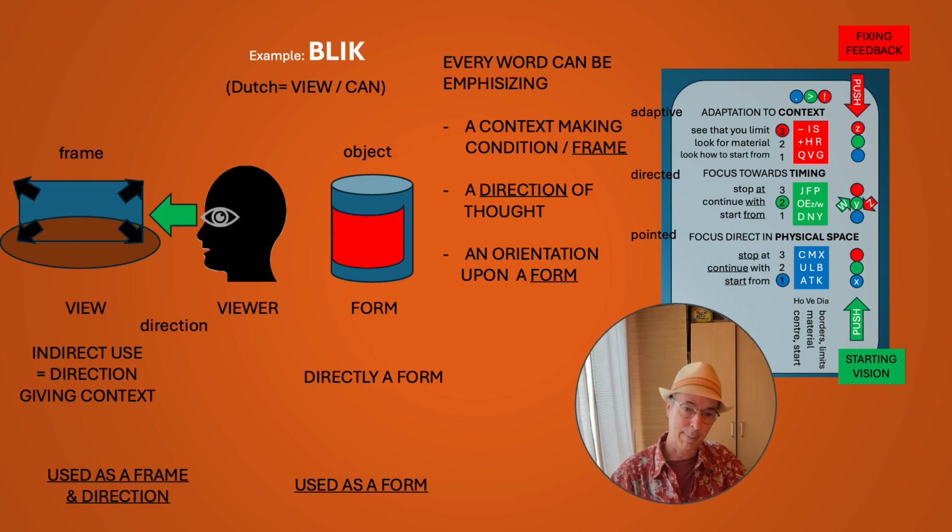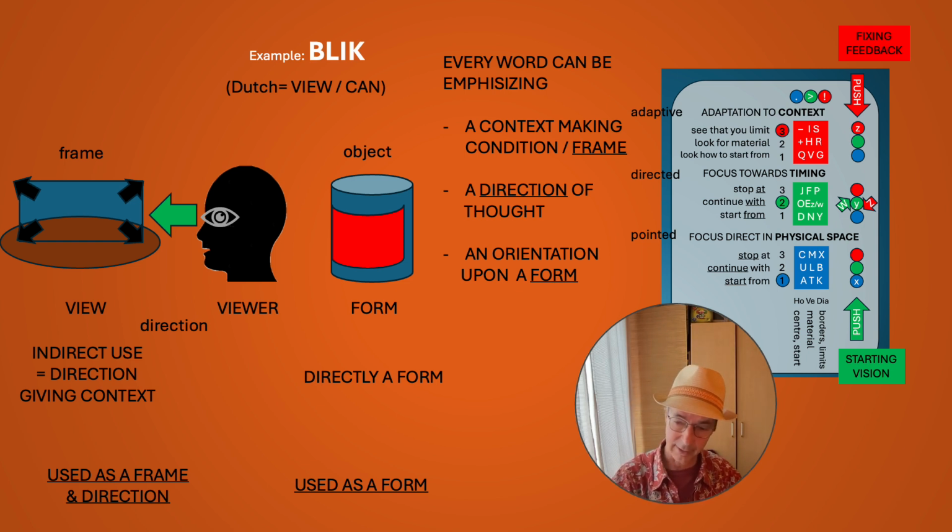And that's what is happening here. When I can really use it directly for a form, that's the object, that's the can here, the tin can. If I'm using it indirectly, so I'm using a direction for it and a frame as well, a contextual frame, it's that indirect use of my focus, and I give it a context. So these are already the same things.